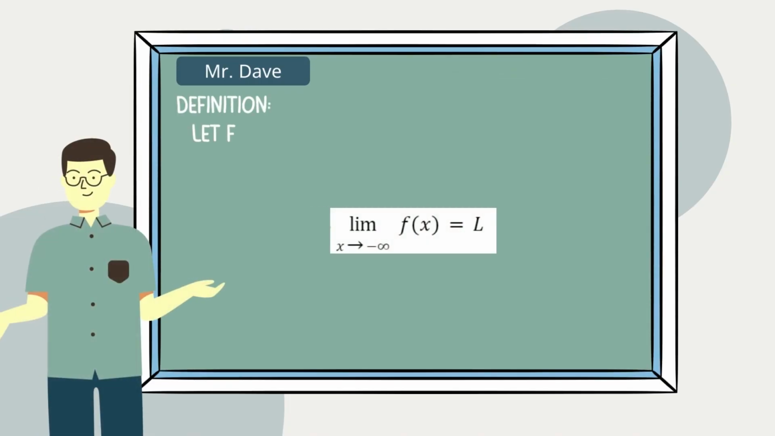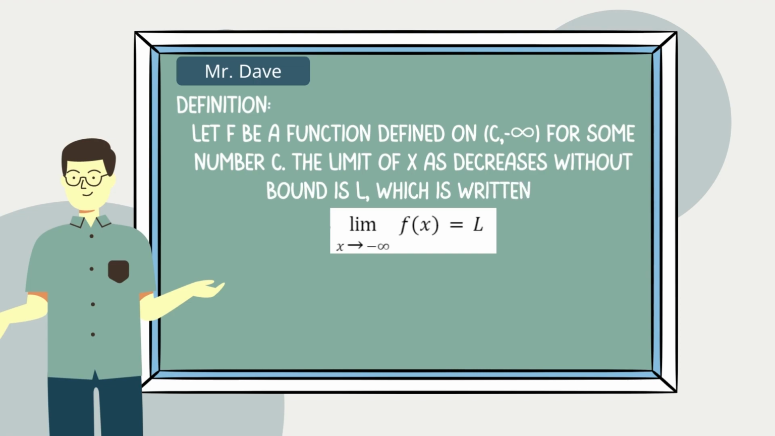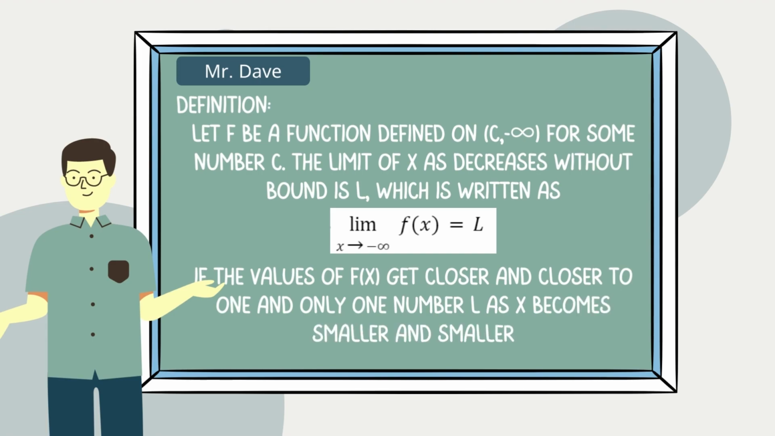1. Similarly, let f be a function defined on c and negative infinity for some number c. The limit of f of x as x decreases without bound is L, which is written as the limit of f of x as x approaches negative infinity equals L, if the values of f of x get closer and closer to one and only one number L as x becomes smaller and smaller.